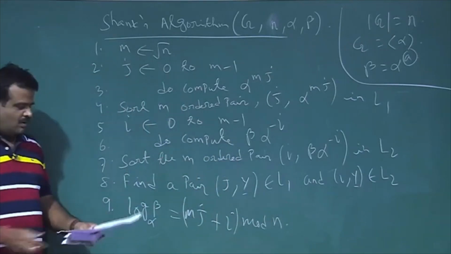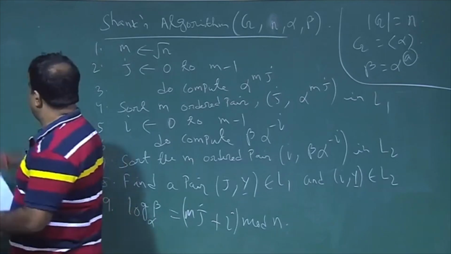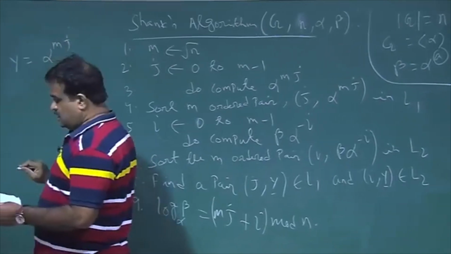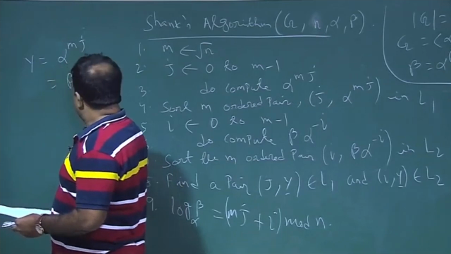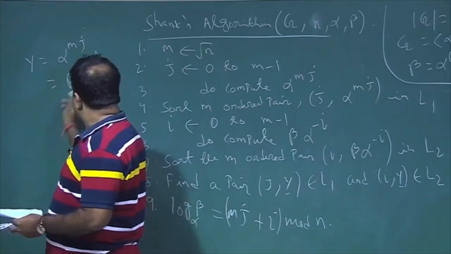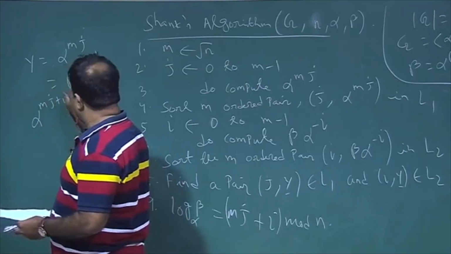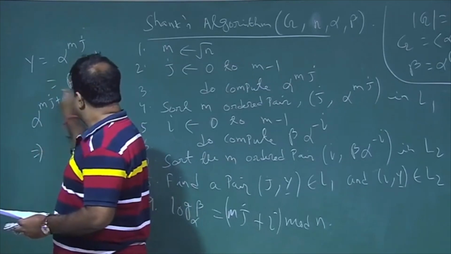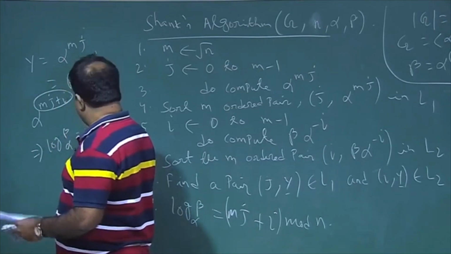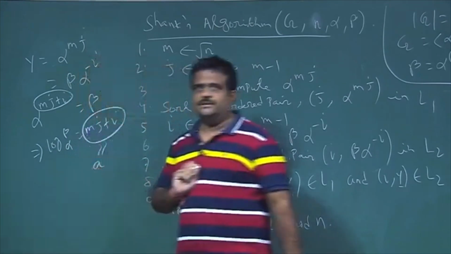So, why is this so? Because from L1 we know y is equal to alpha to the power mj. If it is the same as beta into alpha to the power minus i, so if this is also y, then we take alpha to this side and we have alpha to the power mj plus i is equal to beta. So, this implies log of beta base alpha is equal to mj plus i. So, this is the A we are looking for. Okay. So, this is the correctness.